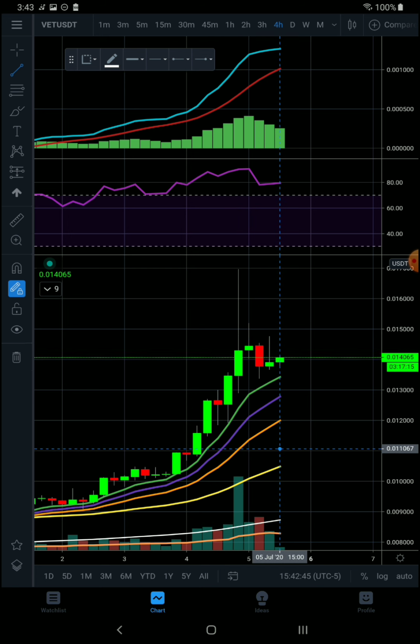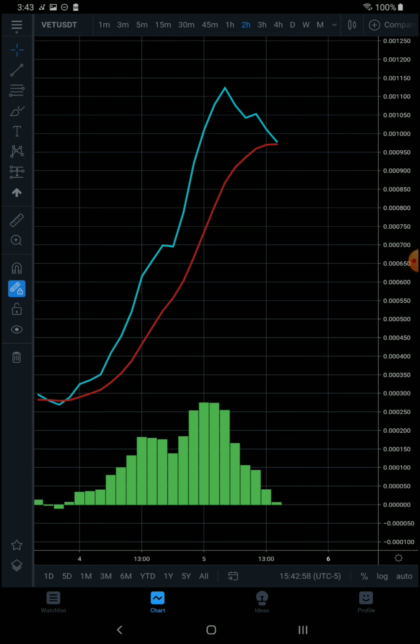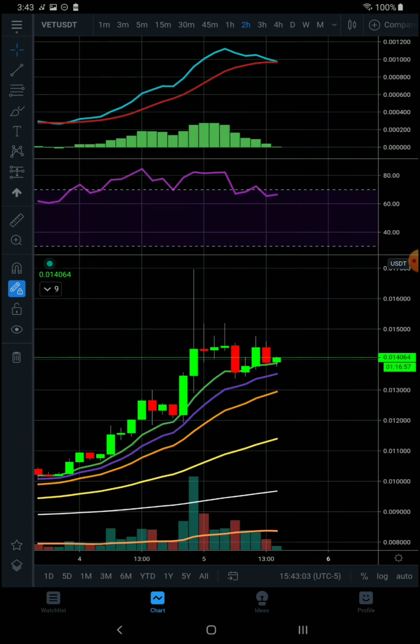So the 2-hour chart right now, we're just about to cross over. Are we going to drop to the downside? I mean, we've got another hour and 15 minutes to figure this out.